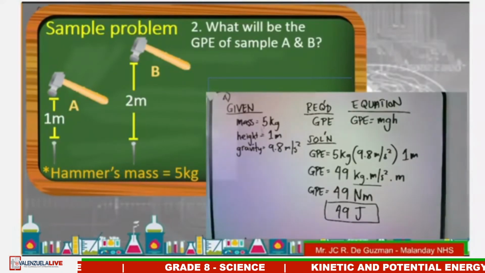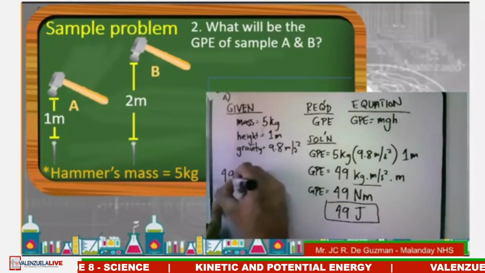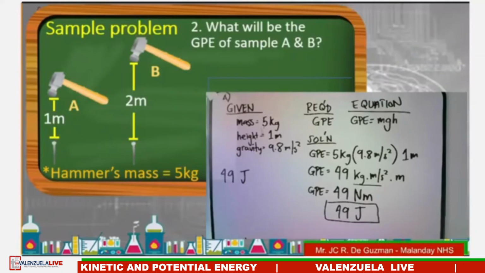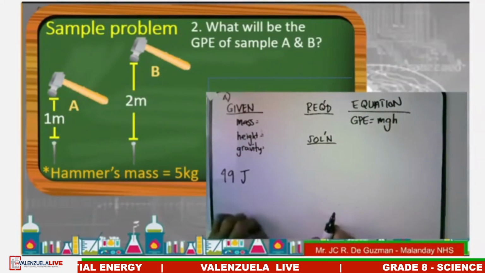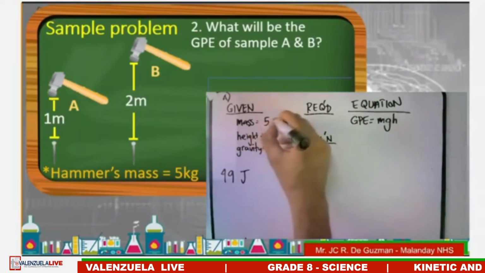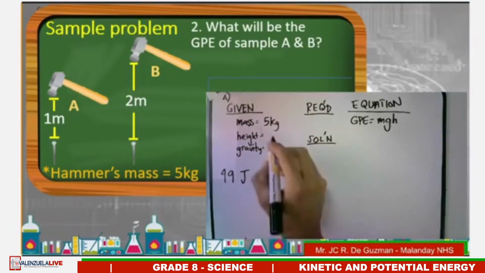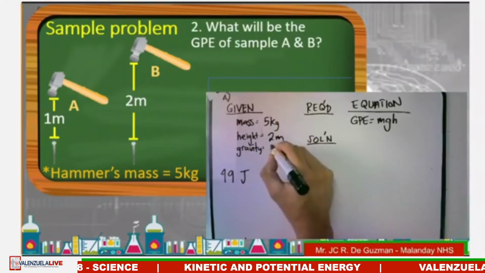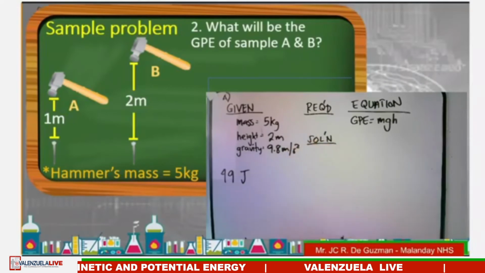Now, we are not yet done. We will compare 49 joules to the second given example. So let's try to solve the other one. For the second one, we have the same amount of mass, which is 5 kilograms. The height is 2 meters this time. And the gravity is the same, the constant 9.8 meters per second squared.